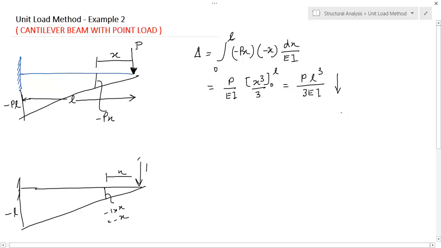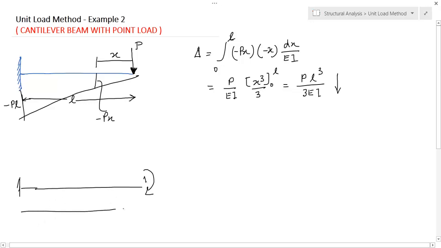Now we have to calculate the slope at this point. So you have to apply a unit moment here. You have applied a unit moment here. So this bending moment diagram is nothing but a constant of value minus 1.